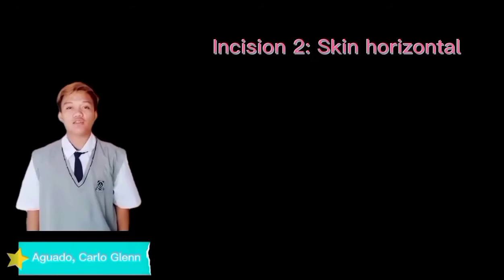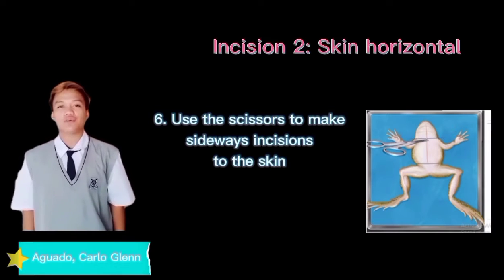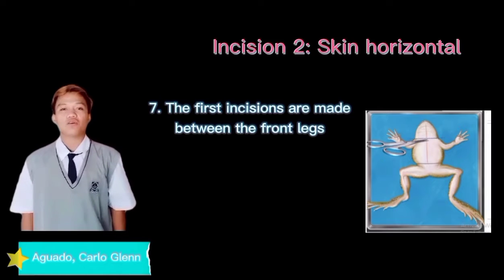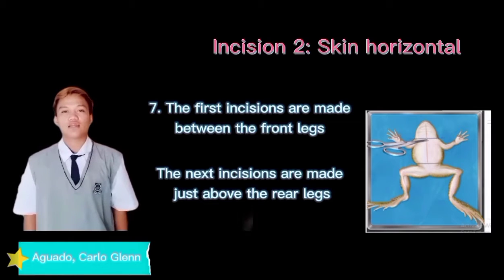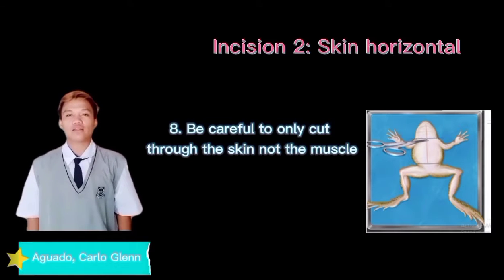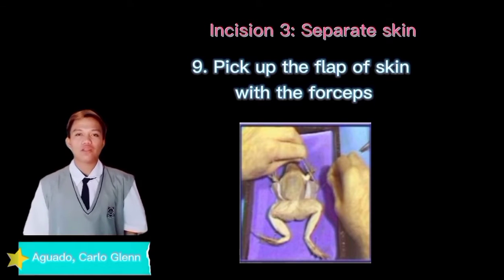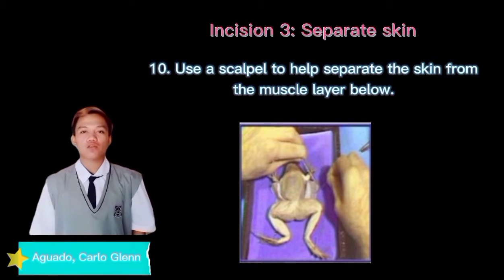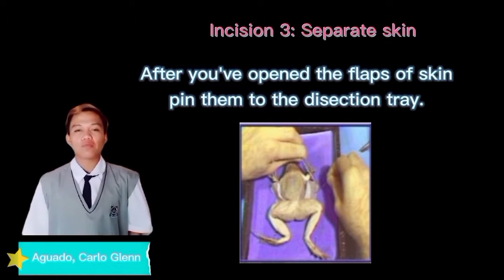The next is incision 2, skin horizontal. Use scissors to make sideways incisions in the skin. The first incisions are made between the front legs. The next incisions are made just above the rear legs. Be careful to only cut the skin, not the muscle. Incision 3, separate skin. Pick up the flap of skin with the forceps. Use a scalpel to help separate skin from the muscle layer below. After you've opened the flaps of skin, pin them to the dissection tray.